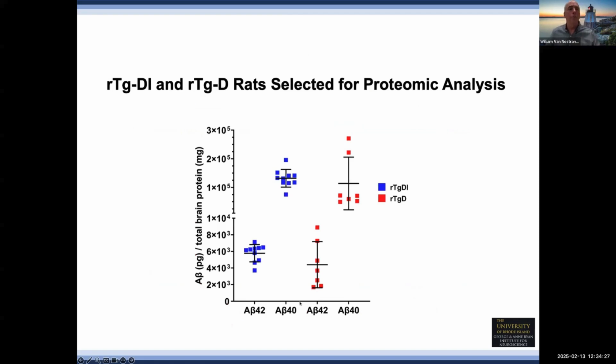So first, we wanted to select rats to do this proteomic analysis. What we decided to do was to select rats that have similar levels of A-beta accumulating in their brain. So this is ELISA analysis here for A-beta 42 and A-beta 40 in the RTGDI rats, and similarly A-beta 42 and A-beta 40 in the RTGD rats. Therefore, these rats from both models have similar amounts of A-beta accumulating in their brain, but they're accumulating in two very different compartments. In the RTGDI rats, it's accumulating on capillaries, whereas in the RTGD rats, it's accumulating in the larger vessels.